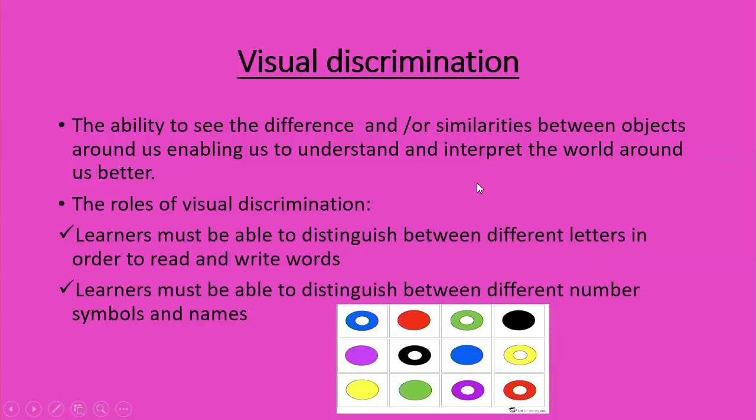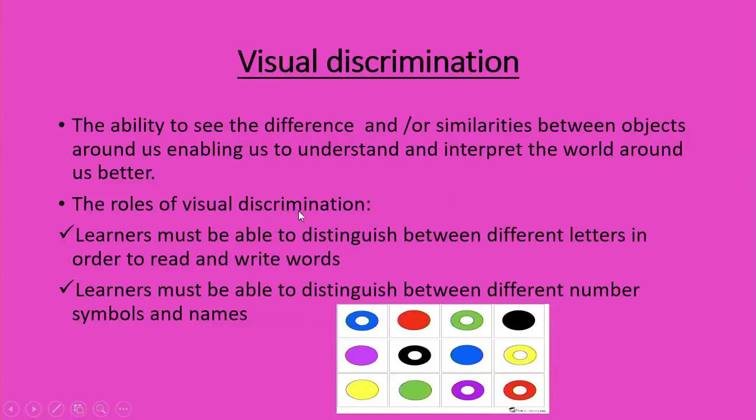Just for instance, if I take this here, the differences around us is they have 3 different colors, but the similarities are they are all circle shaped. So visual discrimination, if we can see the differences as well as the similarities between objects around us.